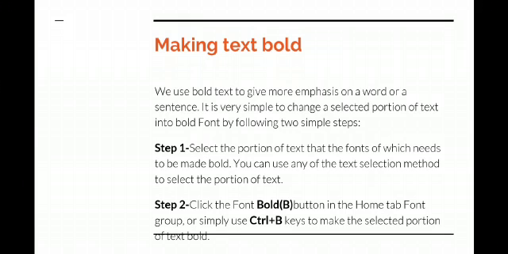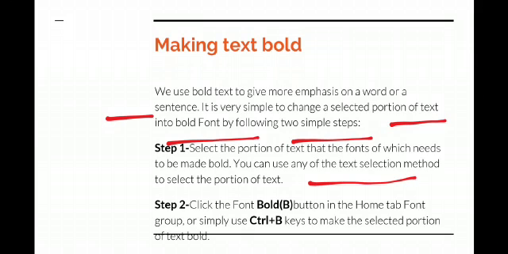Next, making text bold. We use bold text to give more emphasis on a word or a sentence. It is very simple to change the selected portion of text into bold font type by following 2 steps. First step is to select the portion of the text that needs to be made bold. You can use any of the text selection methods to select the portion of text.